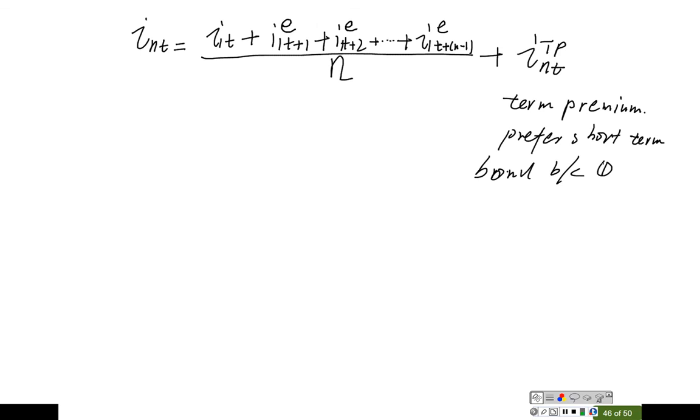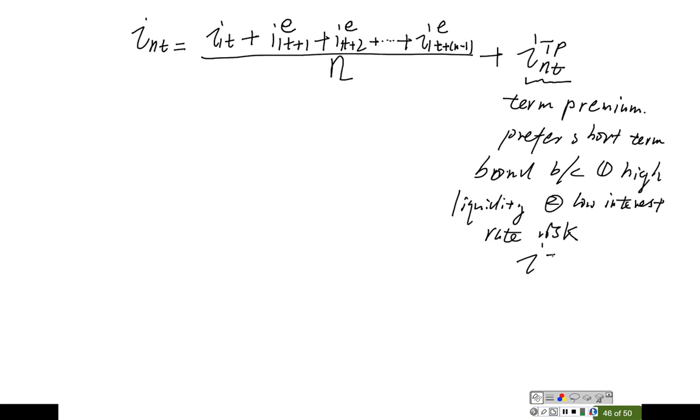Because first, short-term bond has what? It has high liquidity. Plus, short-term bond has a low interest rate risk. So in order to attract the investors to buy the long-term bond, it has to offer a certain premium. Otherwise, no one will buy the long-term bond. So you can imagine the term premium, I TP, paid on the N-year bond must be positive, or greater than 0, because this additional interest will attract investors to buy the long-term bonds.